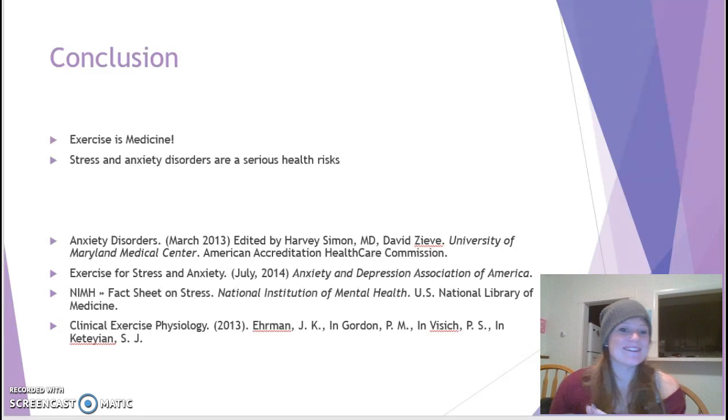So, conclusion. We all know exercise is medicine. And especially with stress and anxiety disorders, exercise is one of the most beneficial things. It can really help with managing all the symptoms, as well as improving the individual's outlook on life and how they feel about themselves. And then we need to know that stress and anxiety disorders are very serious health risks, and they should be treated as such. They're not a joking matter, and they should be considered as dangerous as everything else we've talked about.